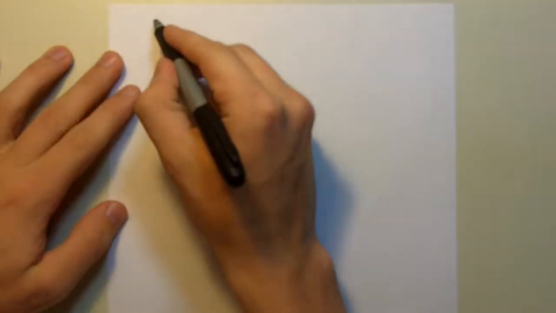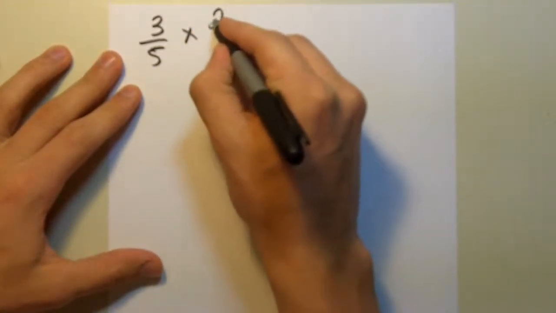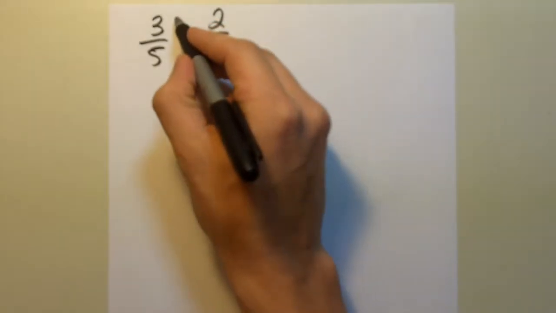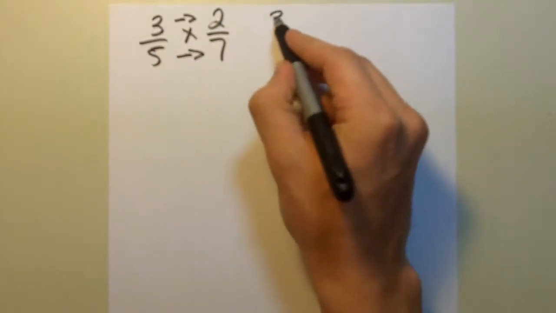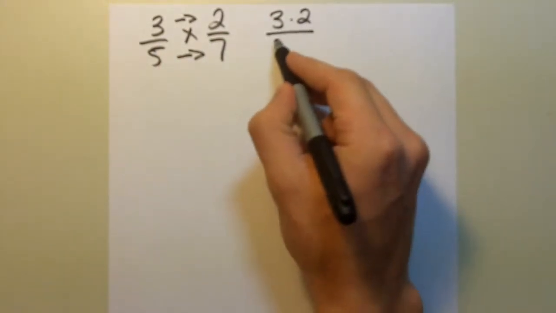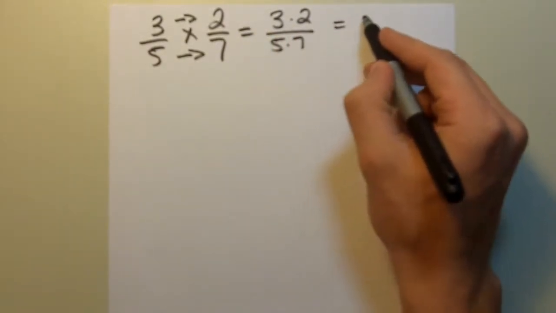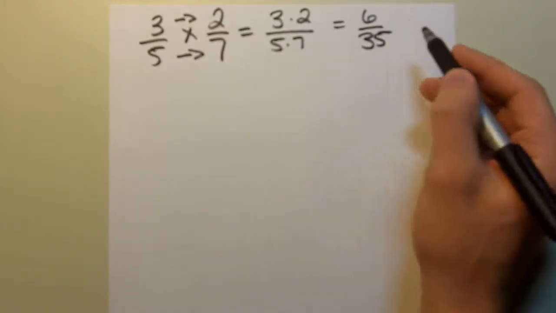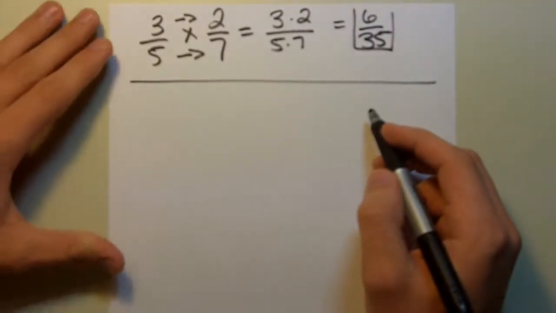Alright, so multiplying fractions. Say we have the fraction 3 over 5, and we're multiplying it by 2 over 7. How we do this is we just multiply right across. So 3 times 2 over 5 times 7. 3 times 2 is equal to 6, and 5 times 7 is equal to 35. Alright, so that's our answer there.